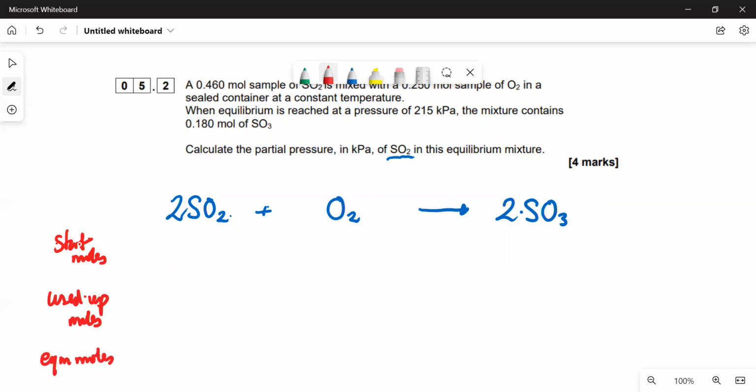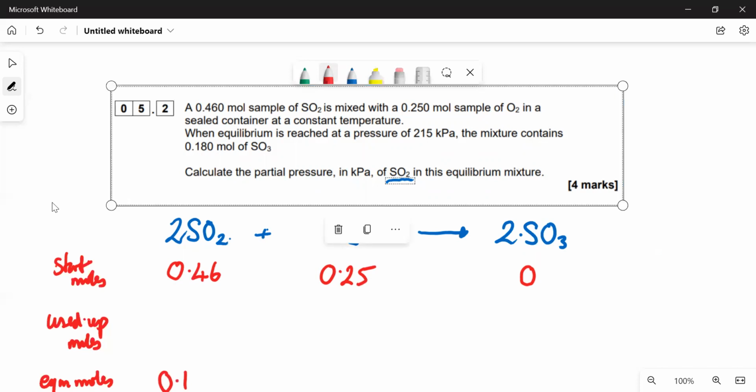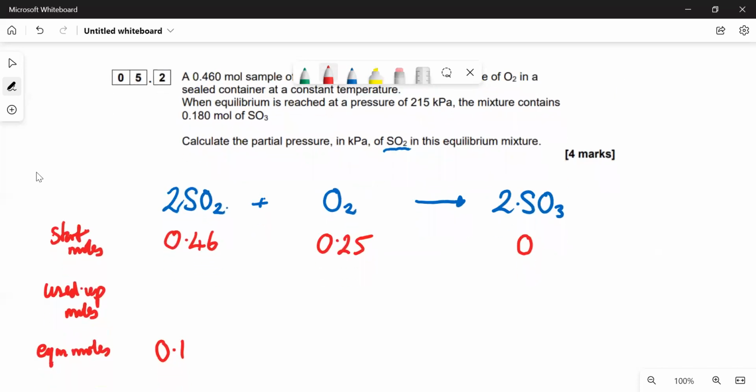So read the question. It tells us what we got at the start. We've got 0.46 moles of SO2, and you mix that with 0.25 moles of oxygen. Read the question carefully. It's clear we have got 0 SO3 at the start. When equilibrium is reached, the mixture contains 0.18 of SO3. Okay, so what I would then say is, you've got 0.18 of SO3, beg your pardon, it's wrong.